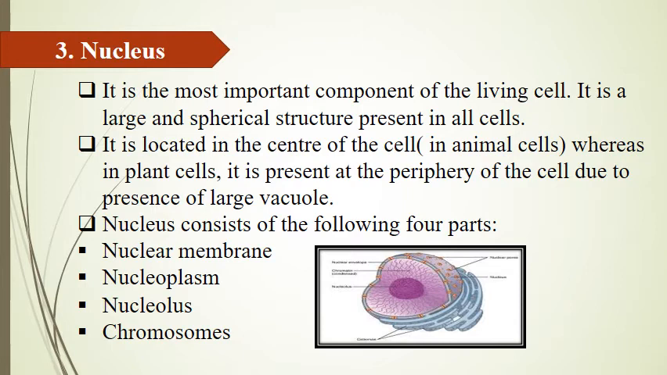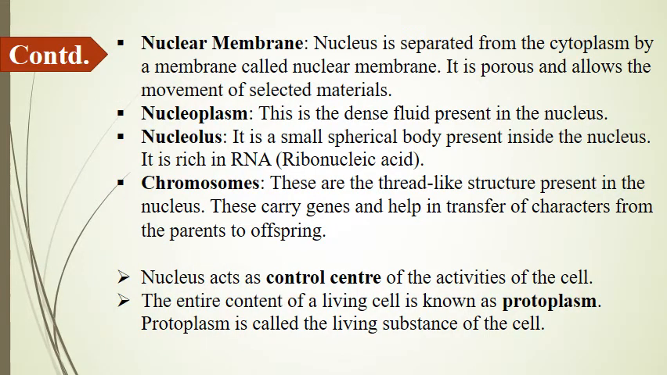Nucleus has four parts: nuclear membrane, the outermost membrane; nucleoplasm, like cytoplasm, it also has its own plasm, that is nucleoplasm. Nucleus has its own nucleus and it is known as nucleolus. Next, chromosomes. First, nuclear membrane. This membrane separates the nucleus from the cytoplasm. It is again porous and it also allows the movement of selected material.